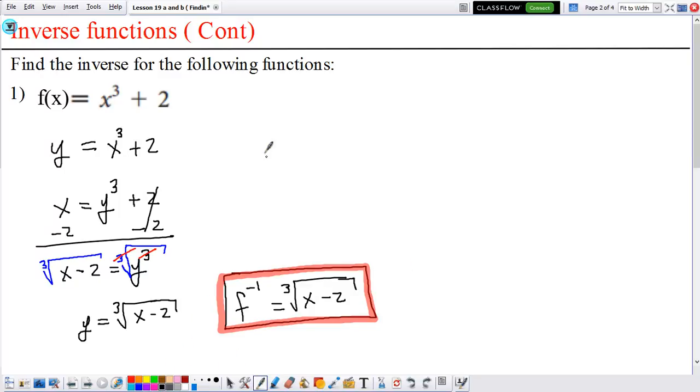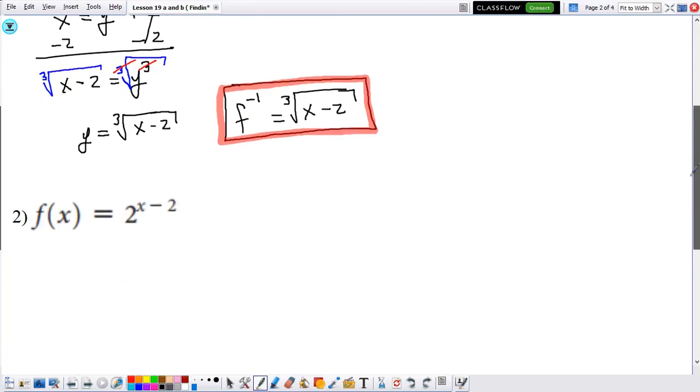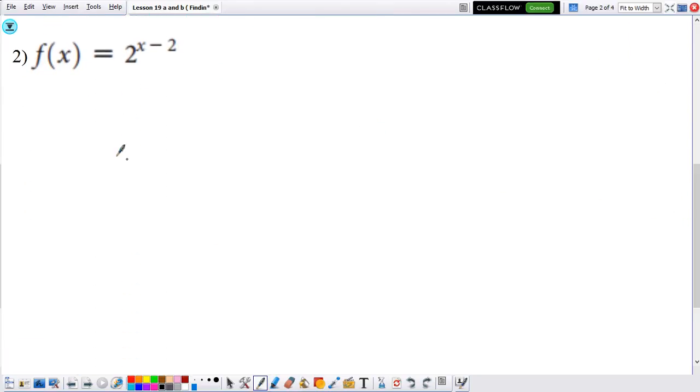Now, let's look at example 2. Here, again, the first step is always the same. If it's not written in terms of y, you write it in terms of y. So we're going to change that f of x with the y. So now we have y equals 2 to the x minus 2. Excellent. Second step, we're going to switch those x's and y's. So now, after the inverse, our new equation is going to look something like this. All we did, we changed the x with a y. There was a y, now I put an x. There's an x, now I put a y.